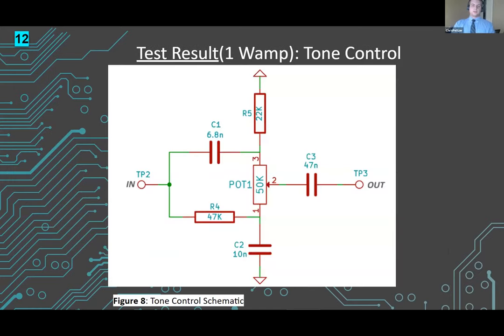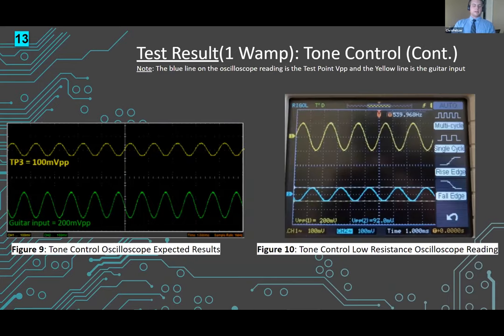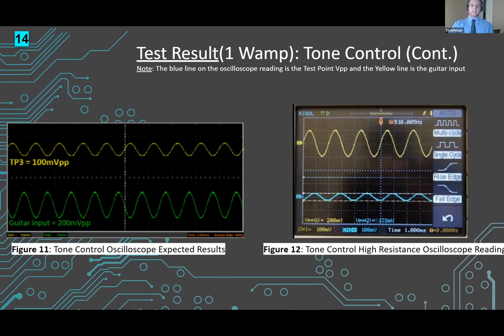And now we're going on to tone control, where we use the first pot. So right here on the left is the tone control that was expected from the one amp website. And on the right is our tone control at low resistance, where we're getting a bit less than what they expected. But when we go to high resistance, as you can see, we're getting much more than what they expected to get.